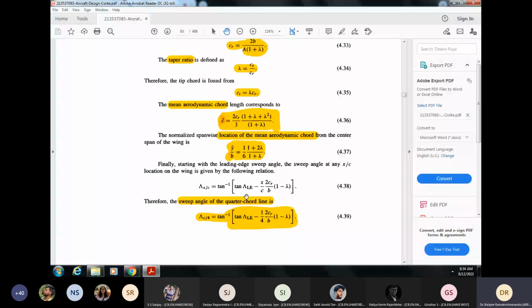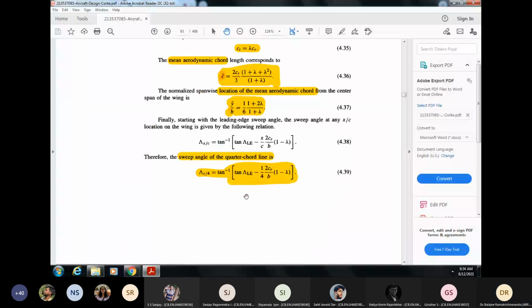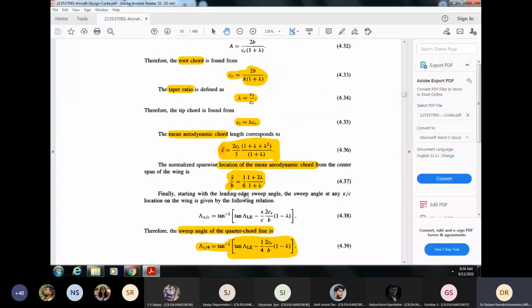So you have everything with you. Now design the wing. From tomorrow, can you start the wing loading presentations? Are people ready?